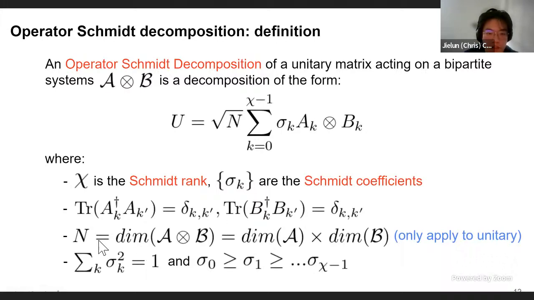Because we choose this extra factor here, the Schmidt coefficients are actually normalized. Usually when we do this decomposition, the coefficients are not normalized, but because of this constant, there's a nice property that they're normalized, and we also order them from the largest to the smallest.